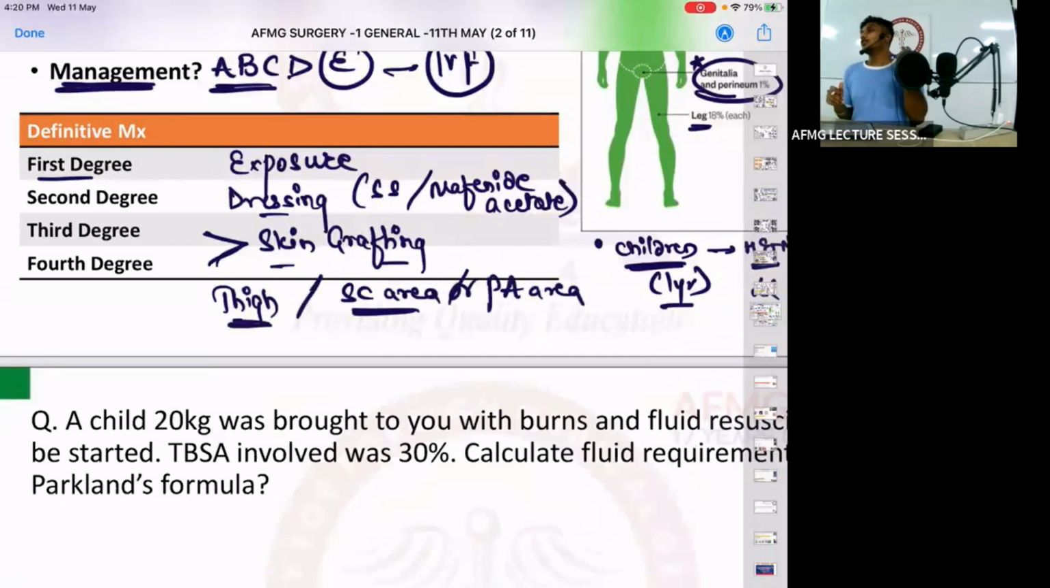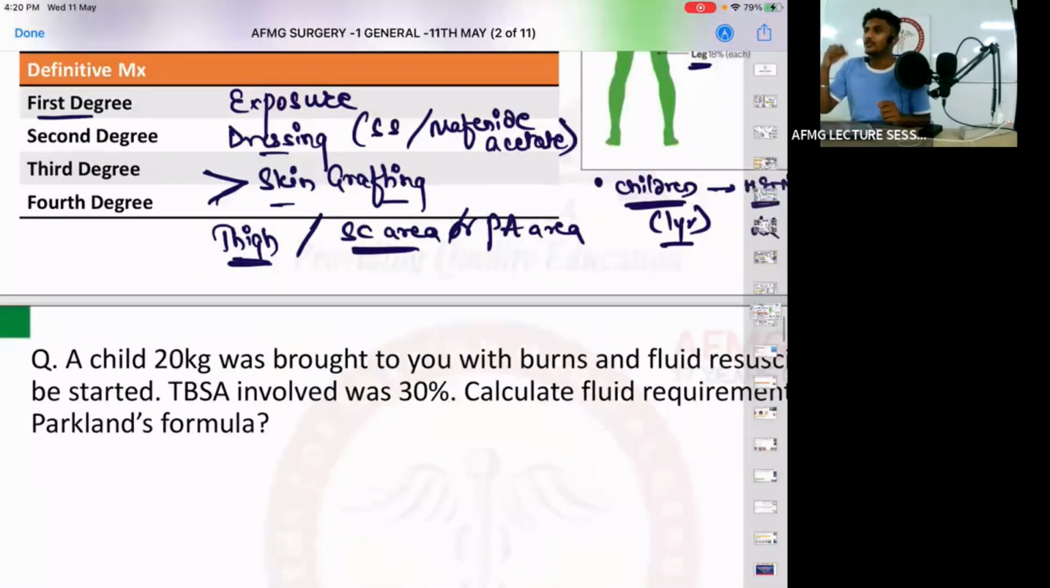For a partial thickness graft, which instrument is used? Humby knife. For a full thickness graft, which instrument is used? Wolfe's blade. And electrical is the electrical dermatome. Then usually in a burns patient, physiotherapy is started on the first day.